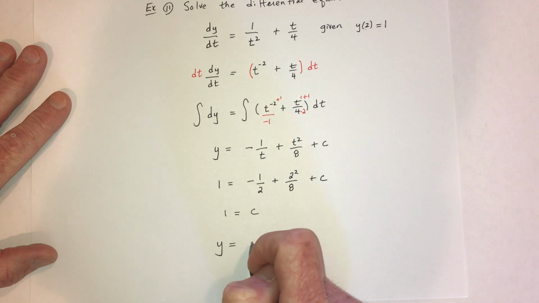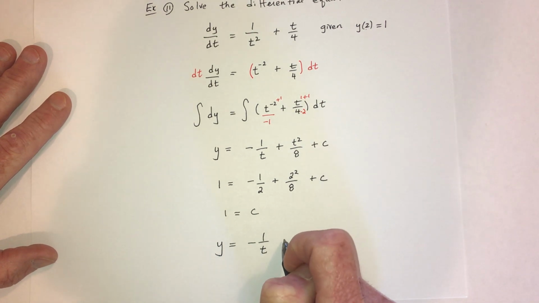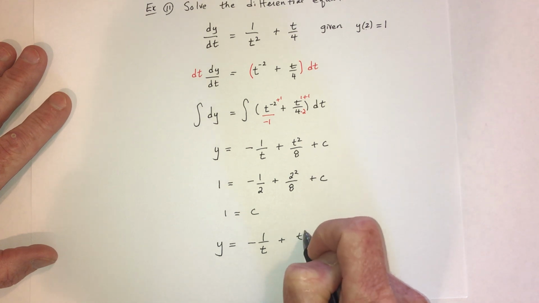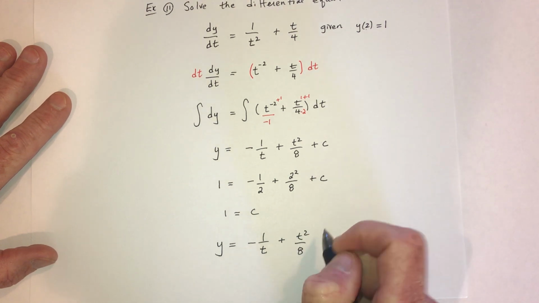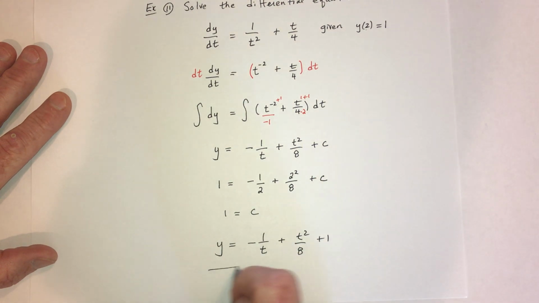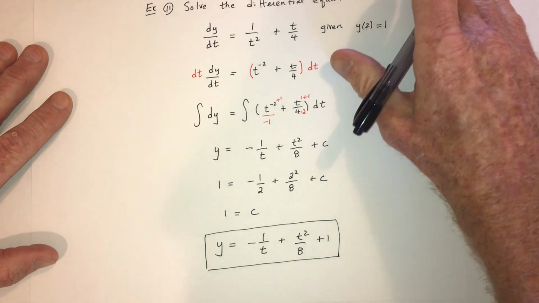So the answer is y equals negative 1 over t plus t squared over 8, and then replace the c with a plus 1. Now there's just 2 more examples that I want to do. And they go pretty fast, but they are important.